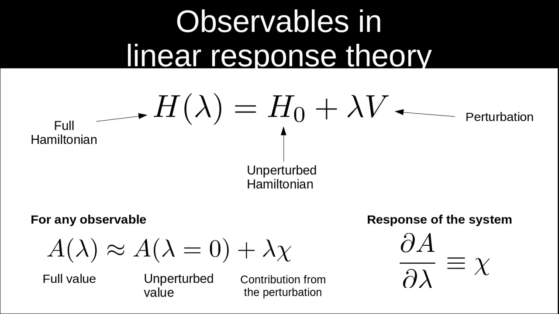Your wave functions, your observables, and in particular the derivative of the observable with respect to the strength of the perturbation is what you call the response of the system. That is the fundamental object that you obtain from linear response theory. In a more concrete way, this response of the system is what we usually call the susceptibility of the system, the magnetic susceptibility of a magnetic material, for example.